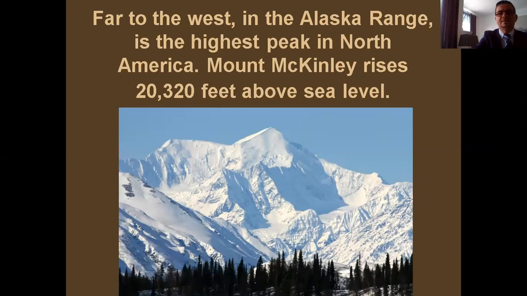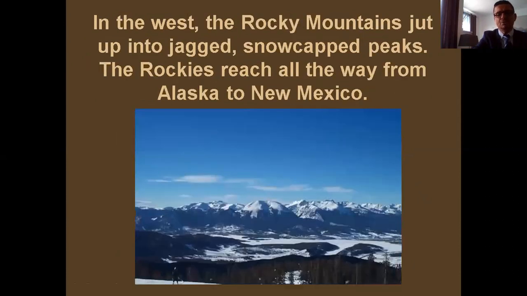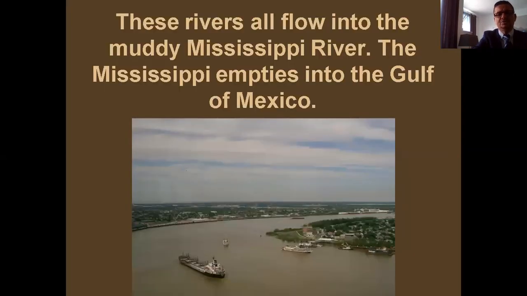Mount McKinley, the highest peak in North America. You can see a nice image of that as well. The Appalachians, old mountain ranges in the east of the continent, rounded tops, peaks, and wide valleys. The Rocky Mountains in the Cordilleras. We could see the prairies. Just one more picture. The river Mississippi can be seen here as it empties into the Gulf of Mexico.